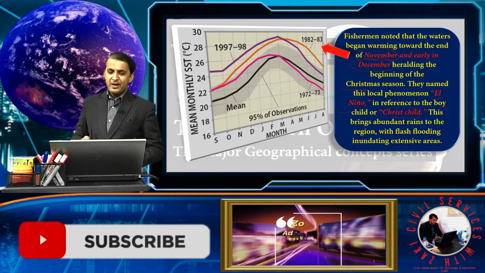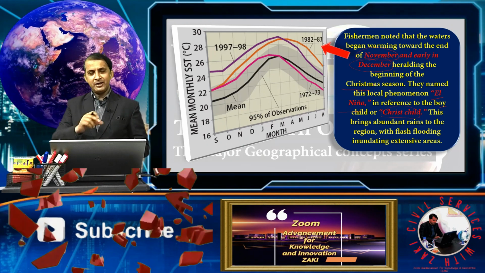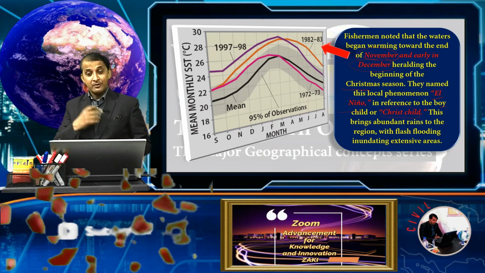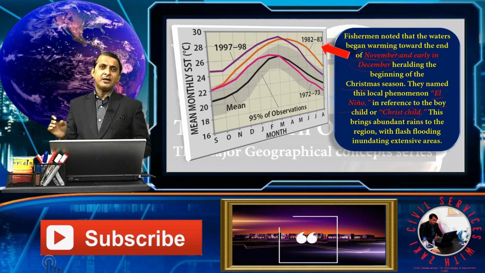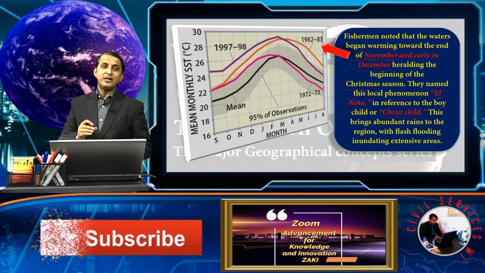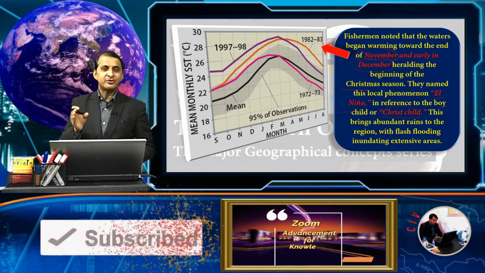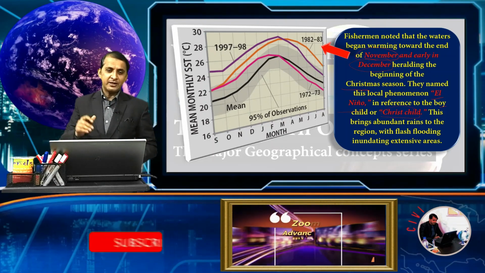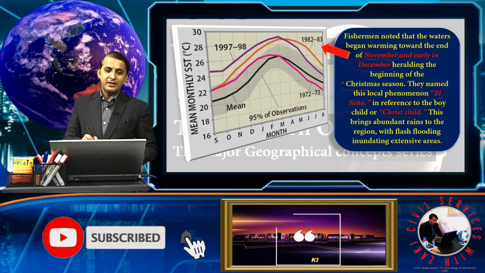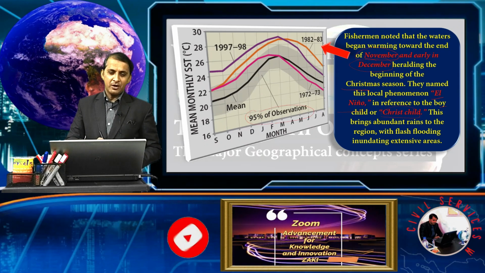This began abundant rain in the region, basically as you know this hot area. So abundant rain, flash flooding, inundating extensive area. So these basically destroyed the fishing industries of South America, in areas of Peru and Chile. So these phenomena are seen in, as you see, 95% of the observations.